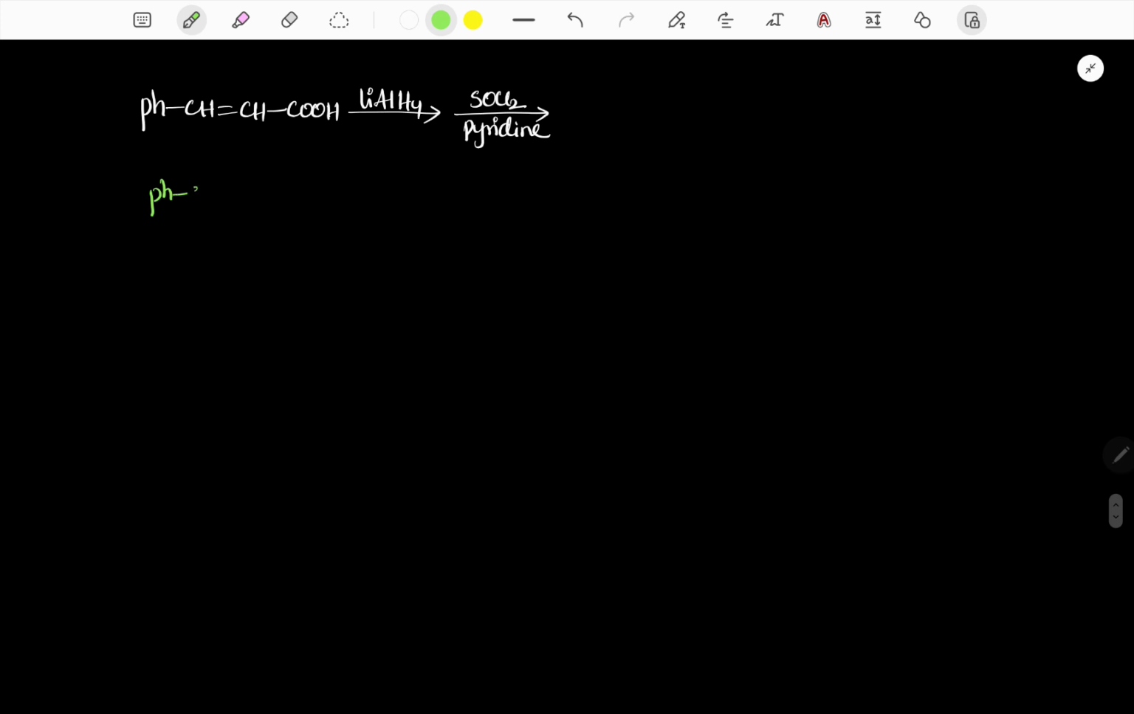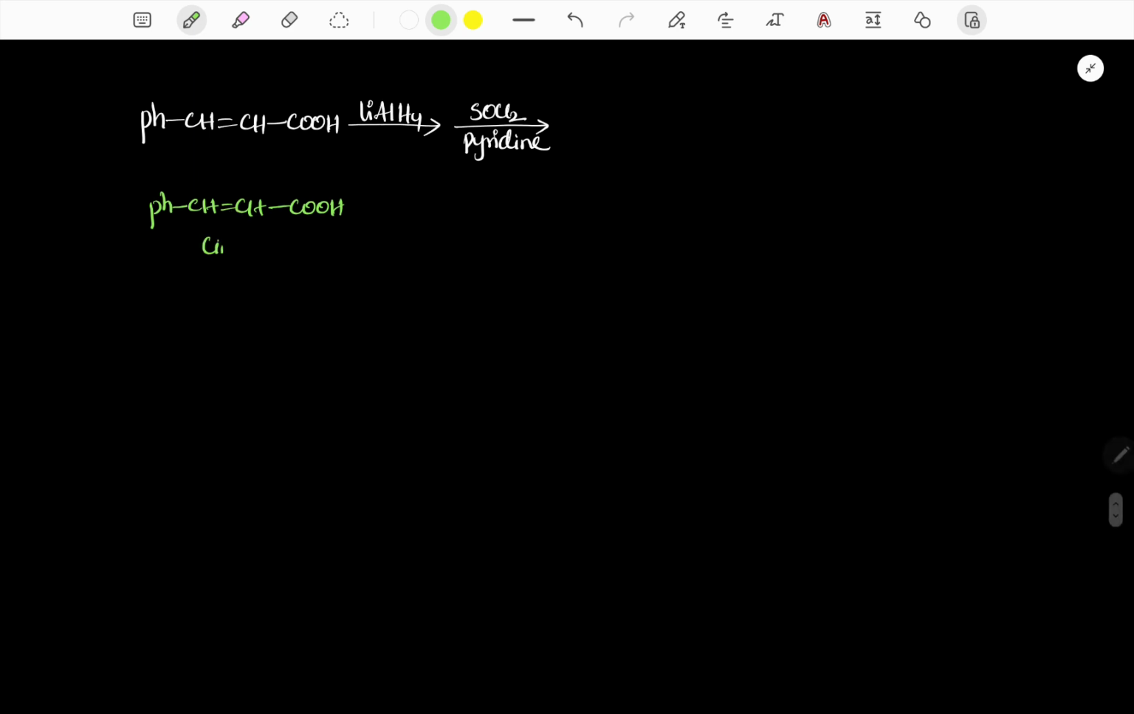The reactant is cinnamic acid. Cinnamic acid is treated with lithium aluminum hydride. It has an alkene part. So alkene with lithium aluminum hydride gives no reduction, but the carboxylic acid undergoes reduction, and finally the acid part is reduced to the corresponding alcohol part, CH2O minus, acidification gives CH2OH.